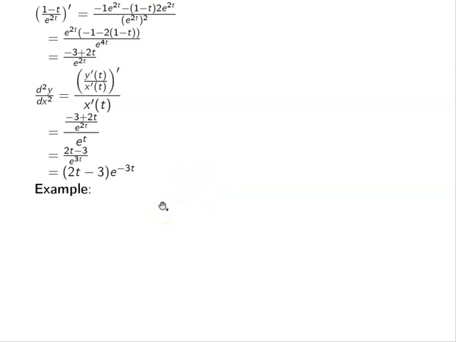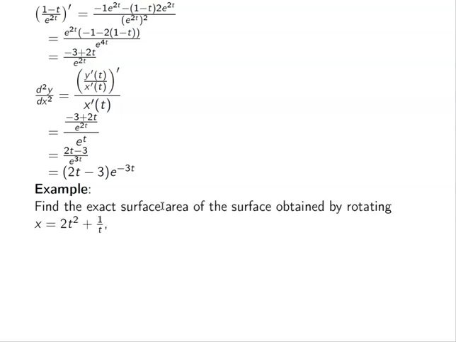Okay, so let's do another example. For this example, let's go ahead and find an area under a curve. Oh, actually, we'll do surface area. So here we're going to find the exact surface area of the surface obtained by rotating x equals 2t squared plus 1 over t.